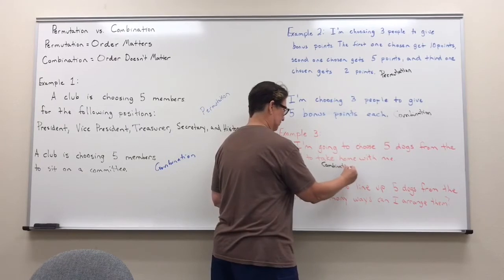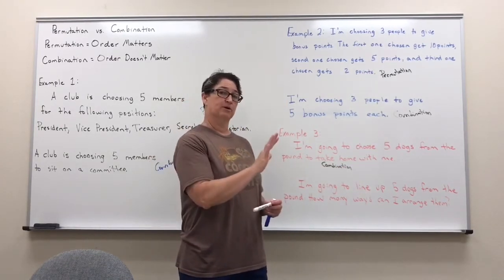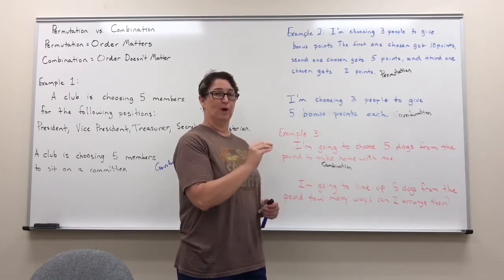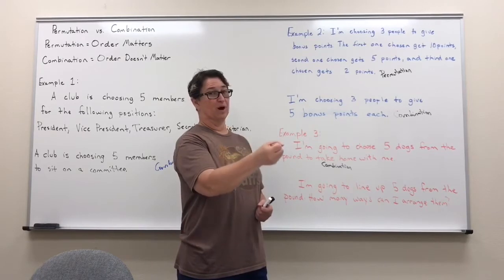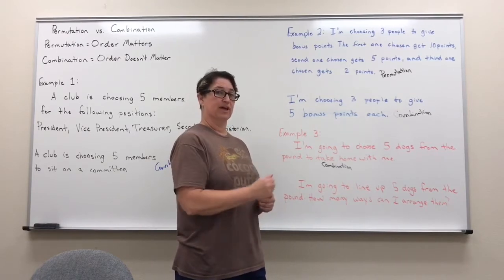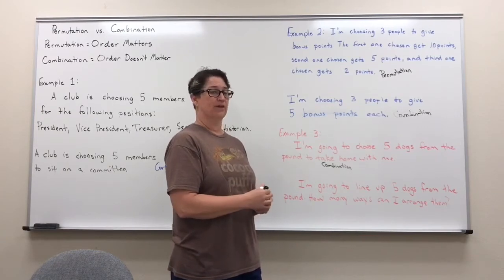In our last example, I'm going to choose 5 dogs, but I'm going to line them up. And I want to know how many different ways I can arrange them in line. Well, you know, spotted dog at the front is different than spotted dog at the back. And so therefore order matters, and that's a permutation.